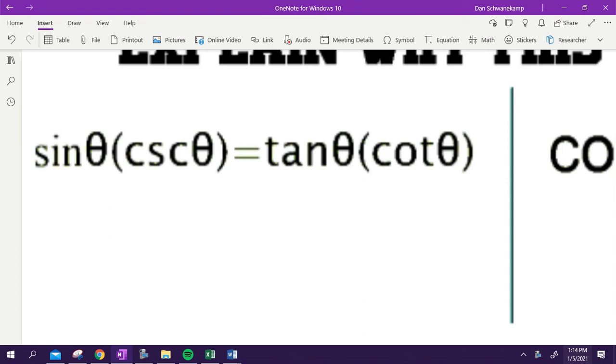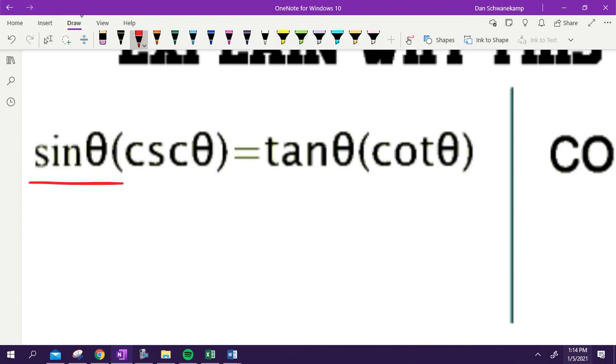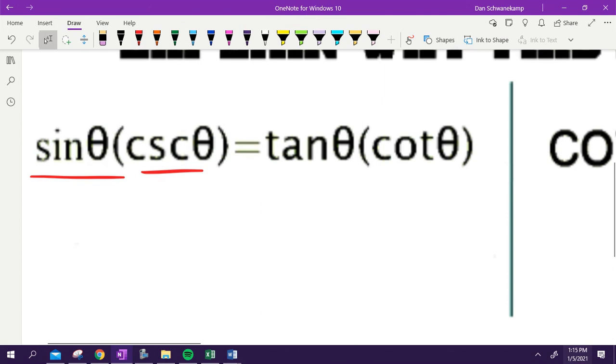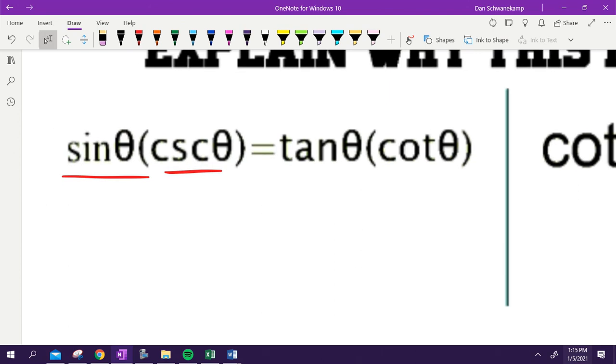Okay? Why? Anybody have an idea why that's true? Lucas, what you got? These two things are reciprocals of each other. Sine and cosecant, those are reciprocals. And if you take two reciprocals and you multiply them together, it's going to get you 1 every single time. Okay? That is the perfect idea of what's going on here.